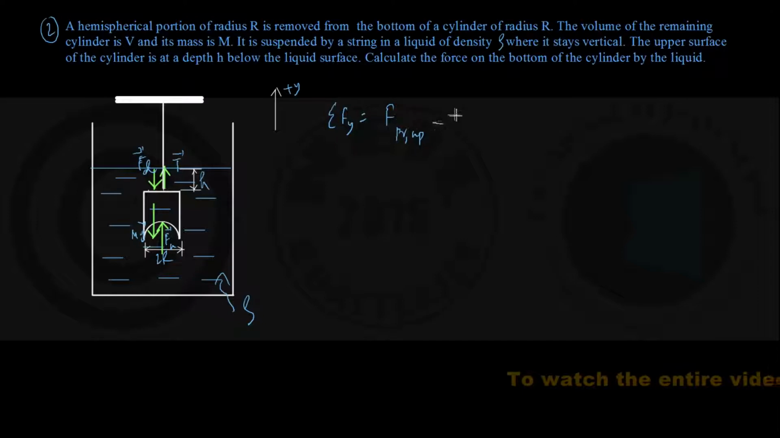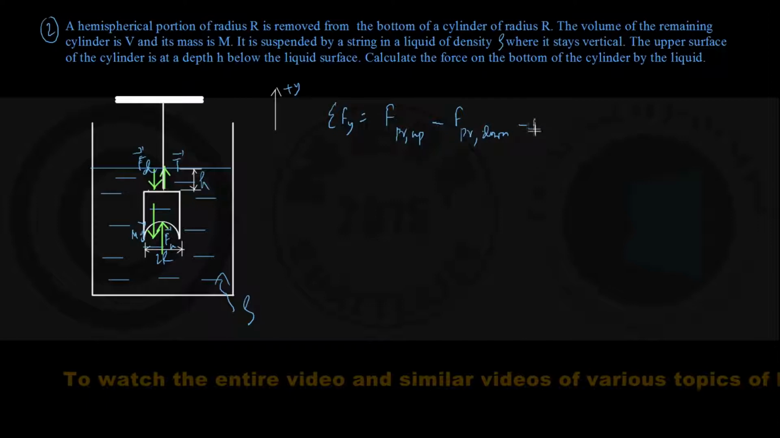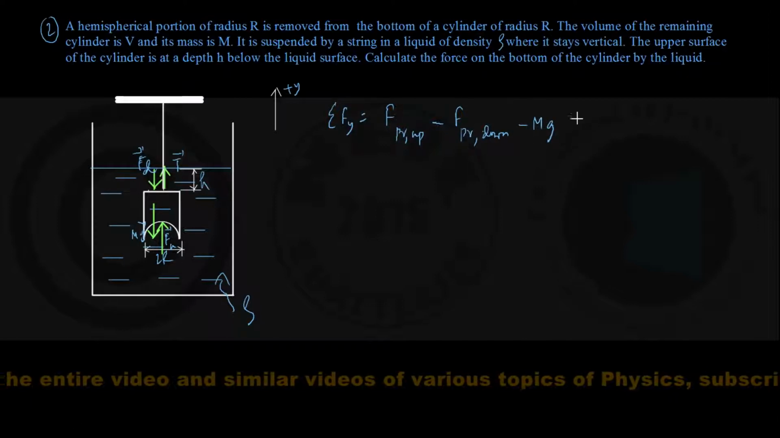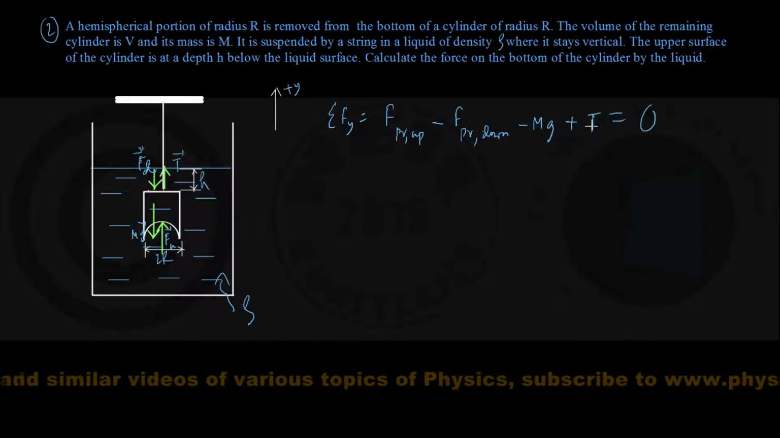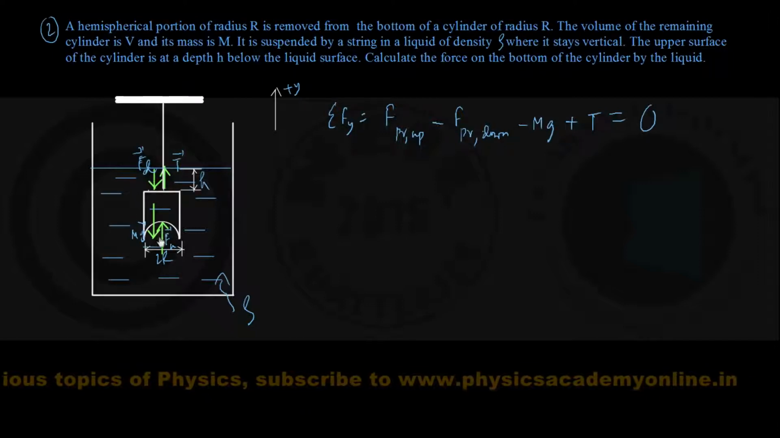So that's minus the force of pressure acting downwards now. In addition to these two pressure forces, a gravity force acting downwards, therefore minus mg, and a force of tension acting upwards, that is plus T. This net force in y direction must be 0 because the cylinder in immersed condition doesn't have any vertical motion or acceleration.